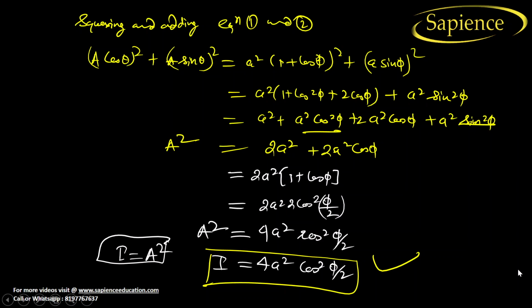In the next part, I will discuss the condition for the bright fringe, constructive interference, as well as the condition for the dark fringe, that is known as destructive interference.